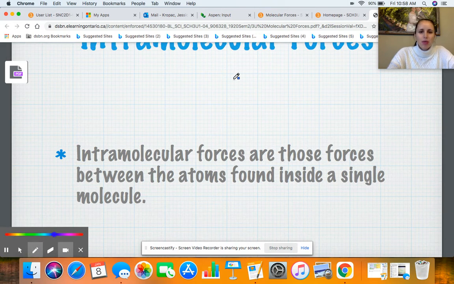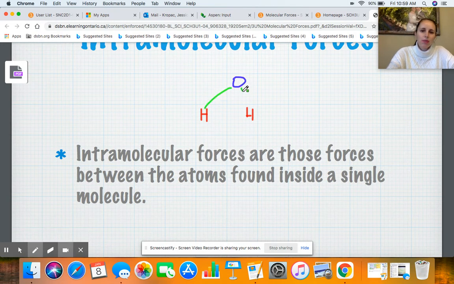So let's think about this. We might have an oxygen molecule. So we might have one oxygen, and then we might have a hydrogen and a hydrogen bound to it. That's going to make us a nice little water molecule there. And what an intramolecular force would be, it would be these green bonds that are actually holding that oxygen to that hydrogen and that oxygen to that hydrogen. So intramolecular forces are within one single molecule.